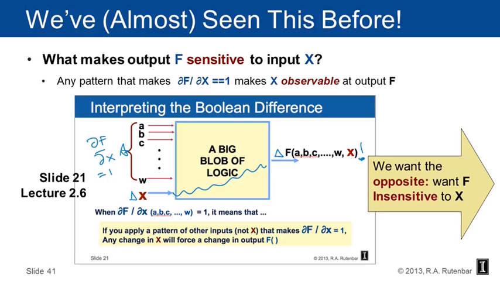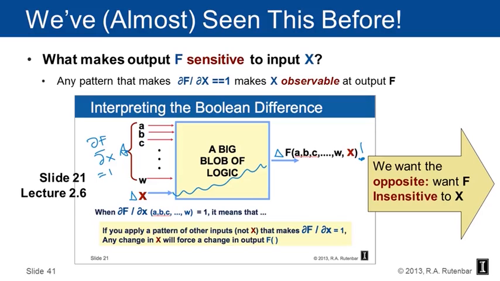And there are arrows going into the big blob of logic that say A, B, C, dot, dot, dot, W, and X. And what the slide says is that any pattern of the other variables that are not X that makes del F del X 1 makes F sensitive to X. And the words say when del F del X is a 1, it means that if you apply a pattern of the other inputs, A, B, C, up to W, that makes del F del X 1, any change in X will force a change in the output of F.